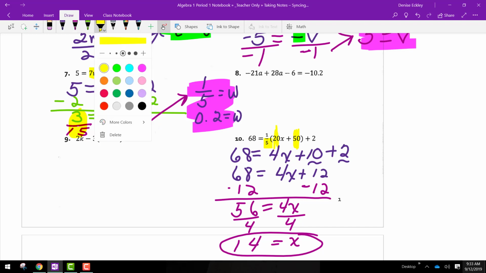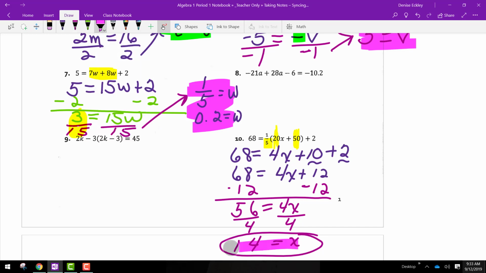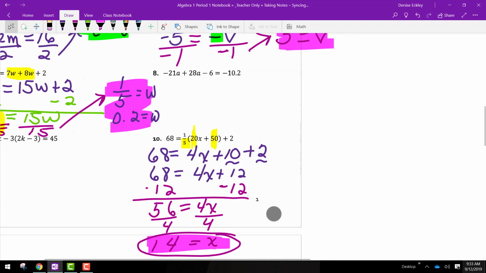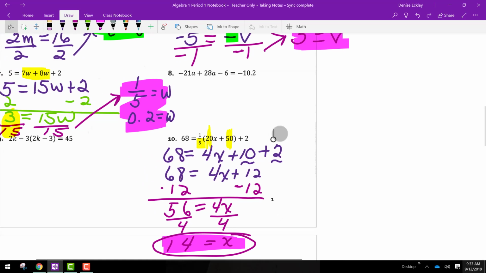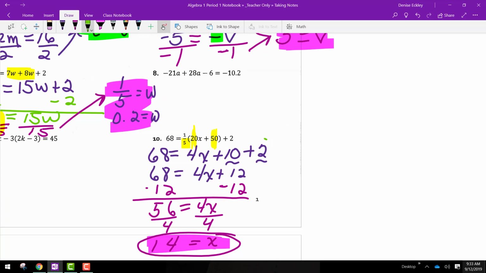So there's my answer. But let me go back and show you how you can set this up if you were going to undo the multiplication by a fraction. So I'll do that out here on the side. So let me start the problem over. So I have 68. That doesn't look like a 68. 68 equals 1/5 times 20x plus 50 plus 2.